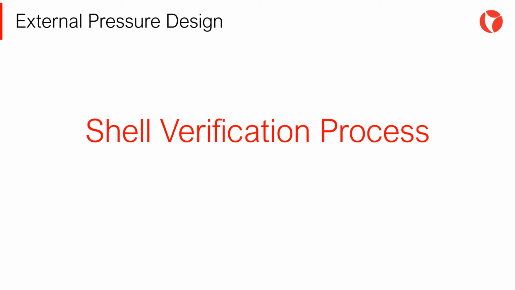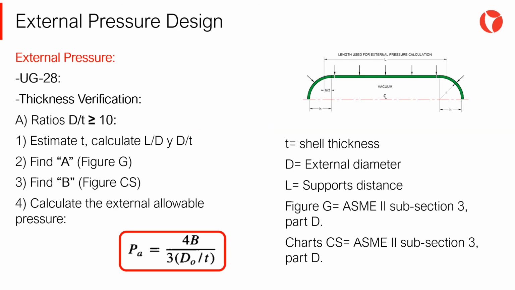In this case, the thickness of the shell is only one part of the design. Other factors which affect the design are the length between supports, the use, size, and spacing of stiffening rings. Shell thickness verification method according to the ASME code section 8 division 1 paragraph UG 28 is long and repetitive. The first step is to estimate a shell thickness that would bear the external load, according to the vessel diameter and support lines distance, of course.